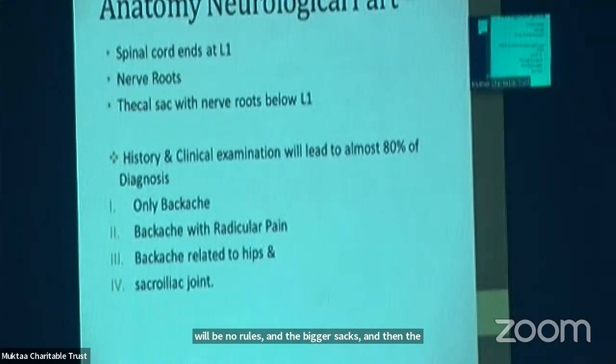So if you have a lesion in the lumbar spine, you are always looking at a lower motor neuron type of paralysis. And if you have a lesion above L1, it is an upper motor neuron type of paralysis below the level of that lesion. And at the level of the lesion, it will be a lower motor neuron type of paralysis.